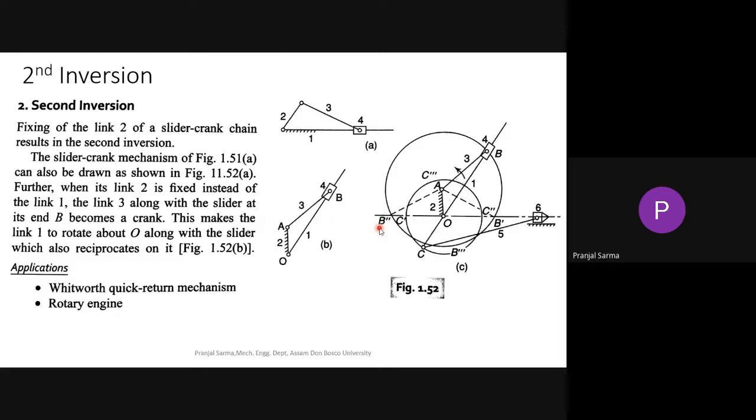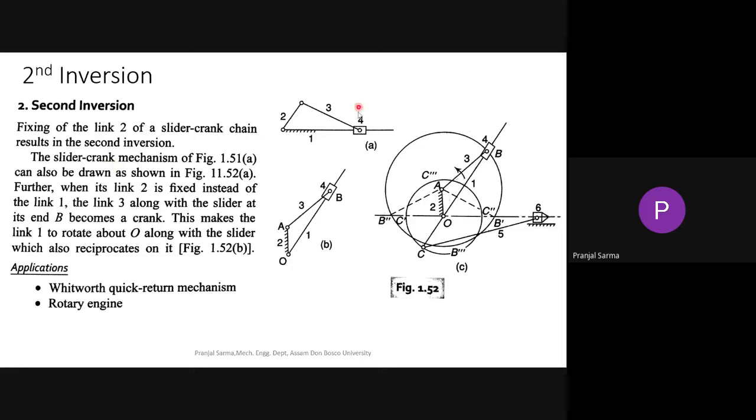And the application of the second inversion of your slider crank mechanism is nothing but the whitworth quick return motion mechanism as well as the rotary engine. In both cases, we use the quick return motion mechanism. Once again, if you look at this figure, link number two, just like the crank you previously drew, if we fix this, we get that second inversion.